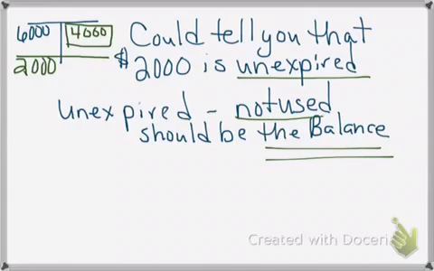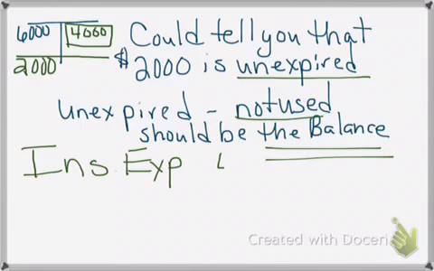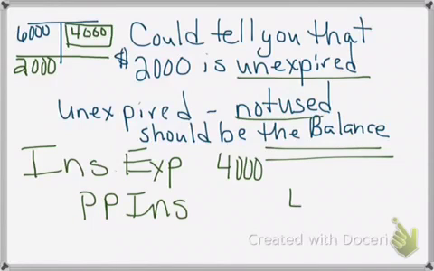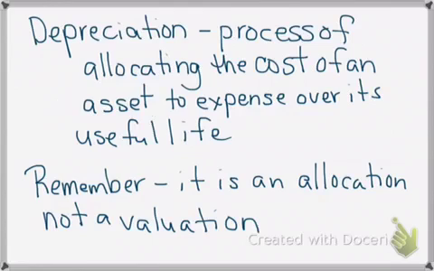And what I would have is I would have insurance expense for that $4,000. And the other side is going to be that prepaid insurance for $4,000. So again, there's two different ways that I could look at that particular entry.